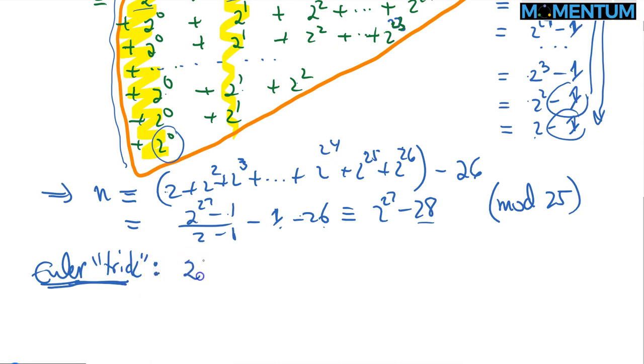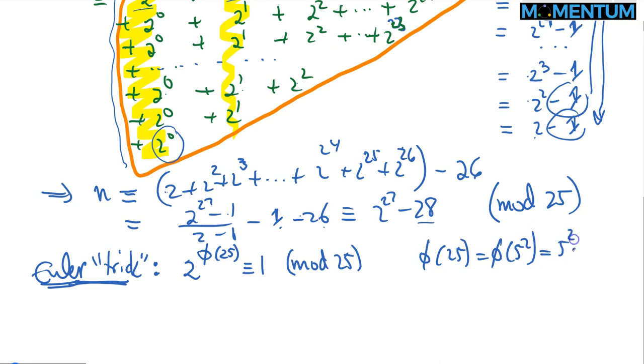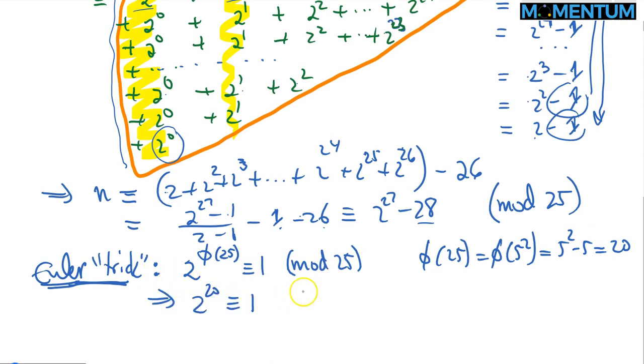So 2 and 25 are relatively prime. Phi, the totient function of 25, so 2 to the phi of 25 is congruent to 1 modulo 25 by Euler. So all I need is to calculate phi of 25, which is the same thing as phi of 5 squared, which is 5 squared minus 5. Oops, that's a 20. So Euler's trick implies 2 to the 20 is congruent to 1 modulo 25. In our case, we have 2 to the 27, right?